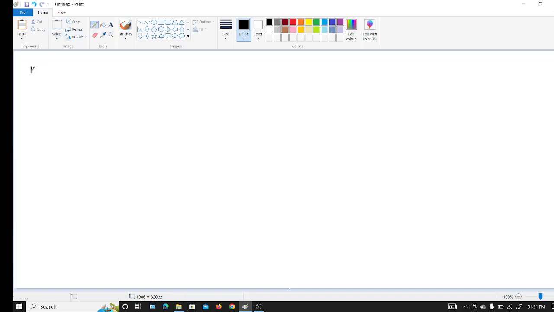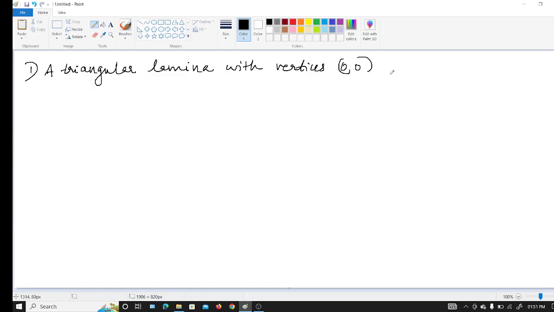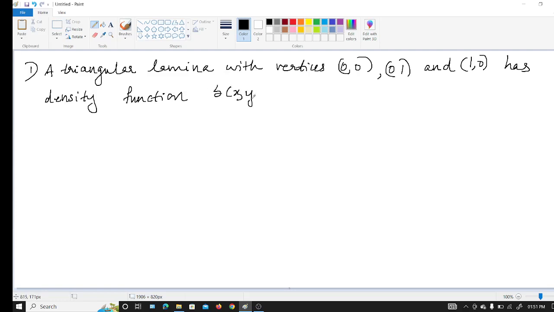So, let us write one problem. Question: A triangular lamina with vertices (0, 0), (0, 1) and (1, 0) has density function delta(x, y) equal to xy. Find its total mass.